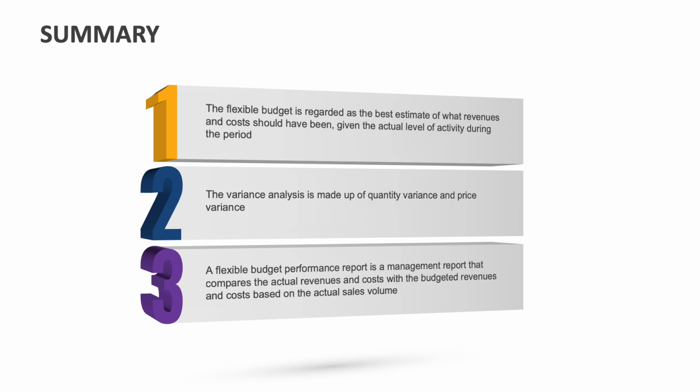So in summary, the flexible budget is regarded as the best estimate of what revenues and costs should have been given the actual level of activity during the period. The variance analysis is very important because it is made up of quantity variance and price variance, in which you can analyze whether the performance of the business is good or not. And a flexible budget performance report is a management report that compares the actual revenues and costs with the budgeted revenues and costs based on the actual sales volume.